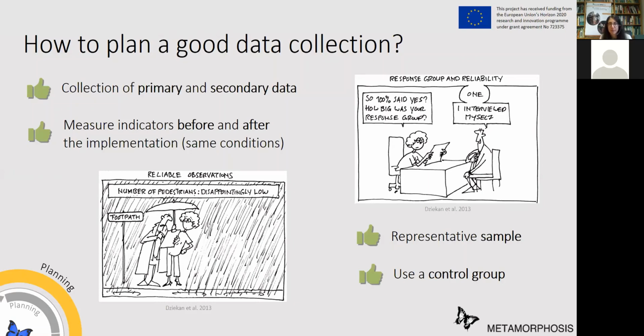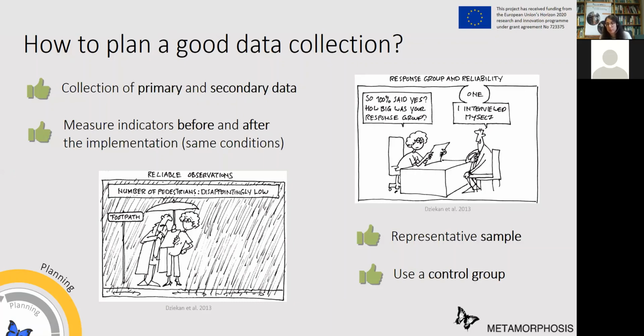They are very important for a comparison between the situation before and after the implementation. So what we highly recommend is, if you don't have this secondary data already available, you need to collect data before you implement the measure, and then after, try to guarantee the same conditions. So for example, same weather, same time during the day, and be sure that external factors are not influencing the results of your measurement.